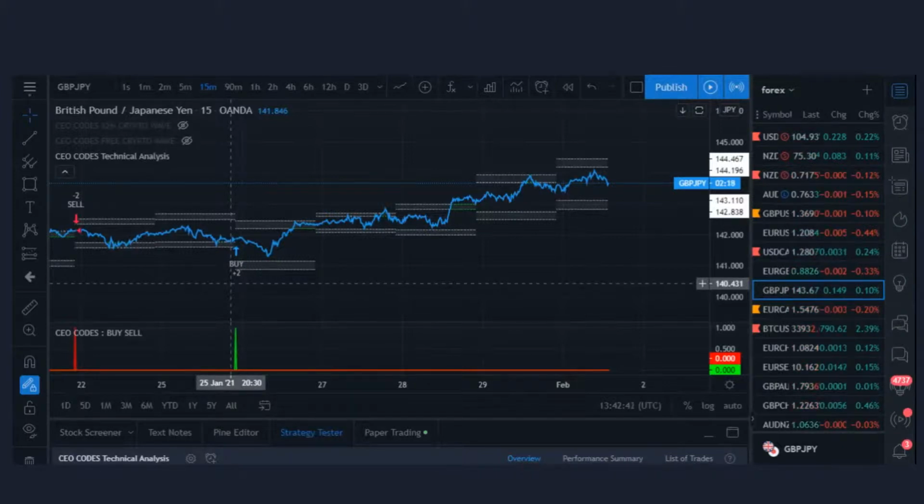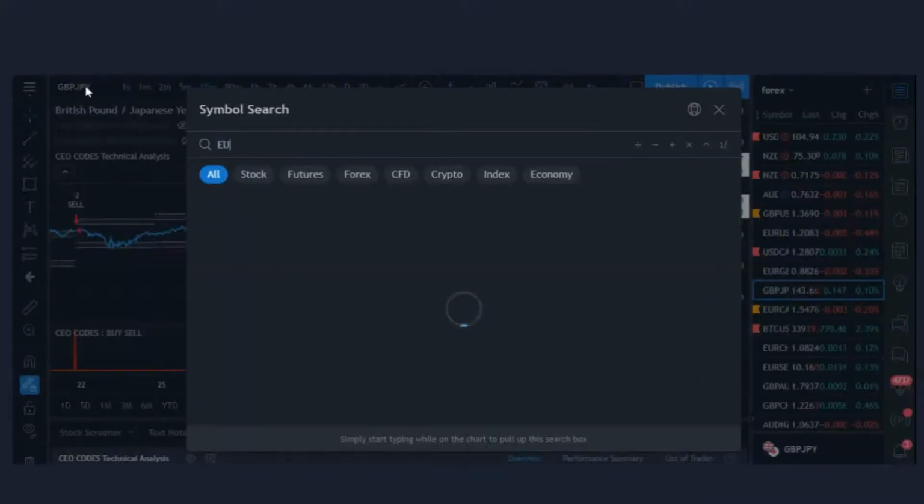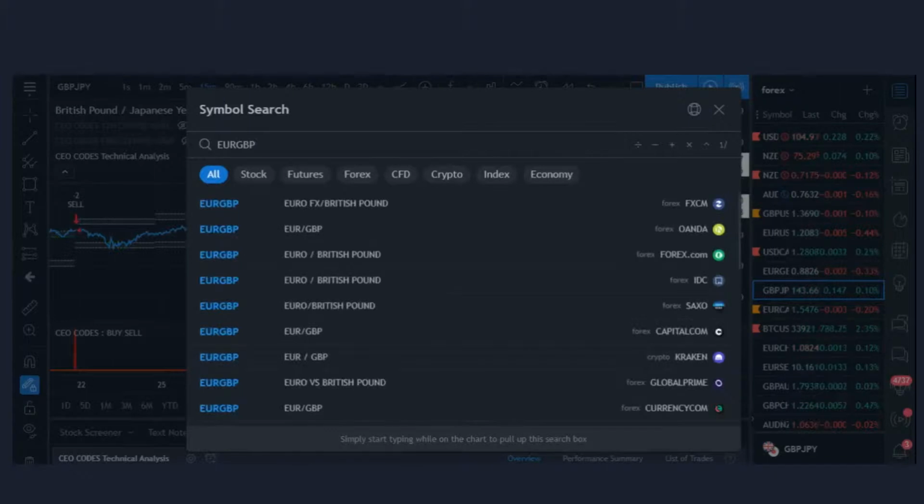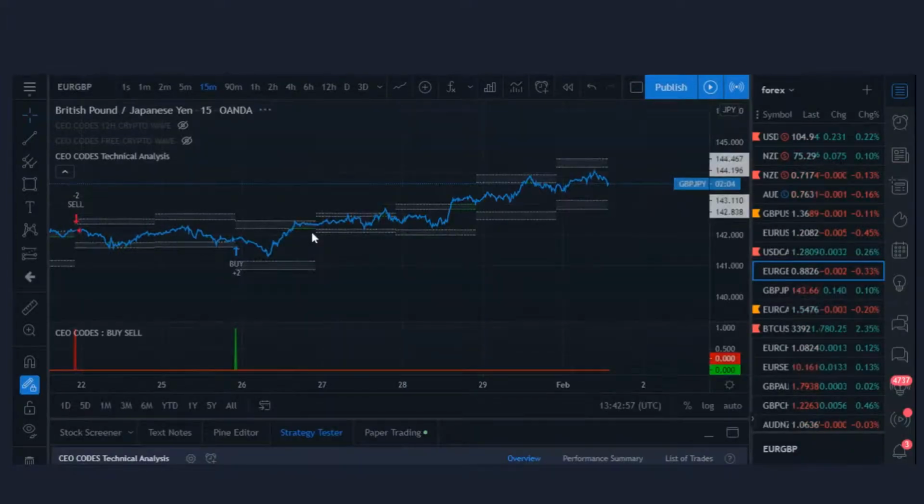If GU to 1.4, then EU are GBP to 0.8. Let's have a look. I like the euro, British pound. Even I like to trade it.